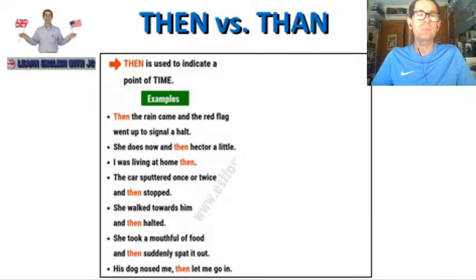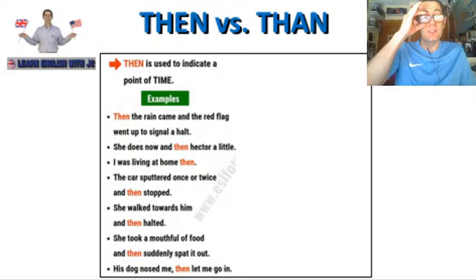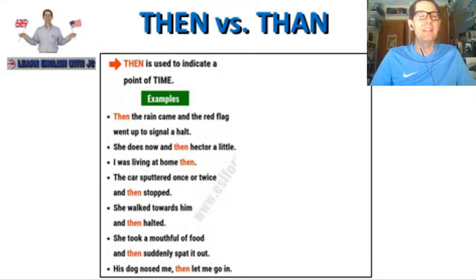For example: Then the rain came and the red flag went up to signal a halt, probably in an F1 race or a MotoGP race. Example number two: She does now and then hector a little. To hector means to intimidate. Notice it's a she, it's a woman. It's also the name of a man, but to hector means to intimidate. Example number three: I was living at home then. Not now, but I was living at home then.